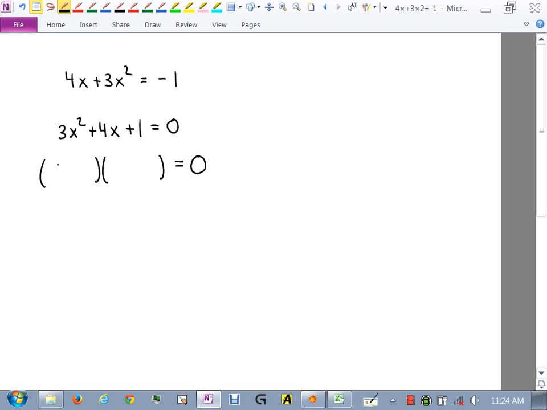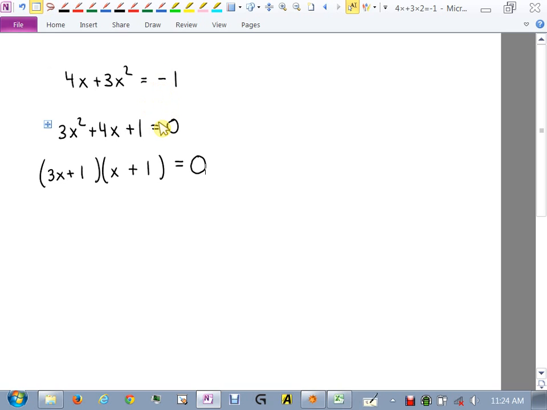So I'm at the point where I'm setting 4x plus 3x squared equal to what? Negative 1. What type of equation is this? Quadratic. Move everything to one side. I'm going to put it also in descending order. Plus 1 equals 0. Careful. Be a little careful with that. It's 3x plus 1, x plus 1.